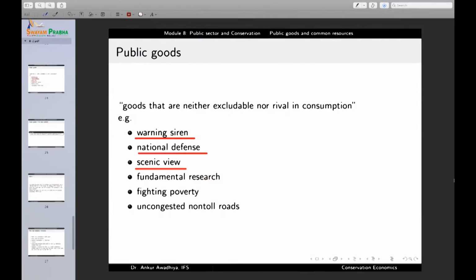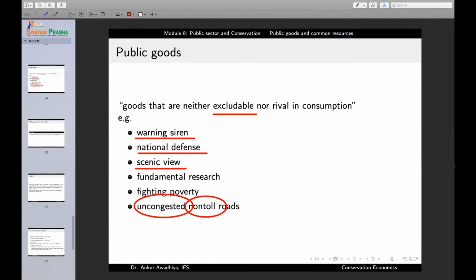Fundamental research, fighting poverty, uncongested toll roads, now uncongested non-toll roads. Now these are all goods that are neither excludable nor rivals in consumption. In the case of uncongested non-toll roads, because there is no toll, there is no restriction, so it is not excludable. And because it is uncongested, there are fewer vehicles plying, and so if a few more vehicles get inside, it is not going to reduce the quality. So these kinds of goods are known as public goods.